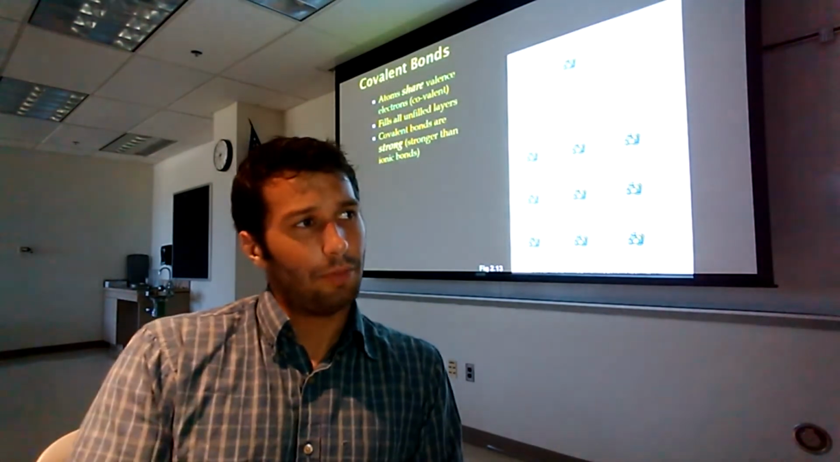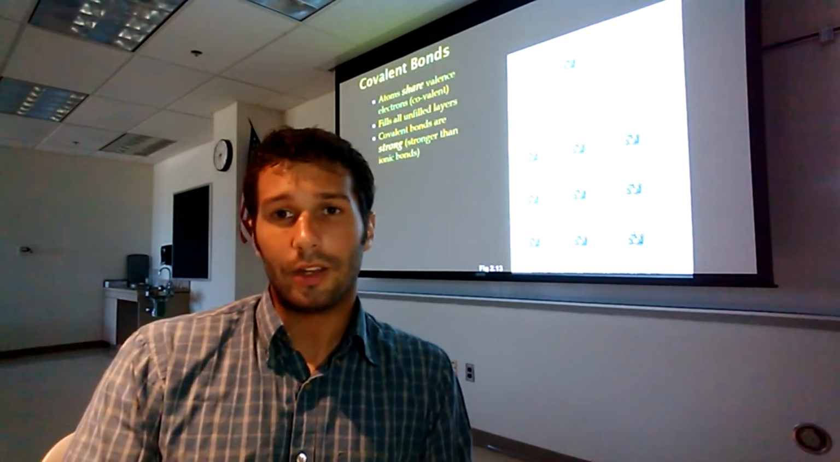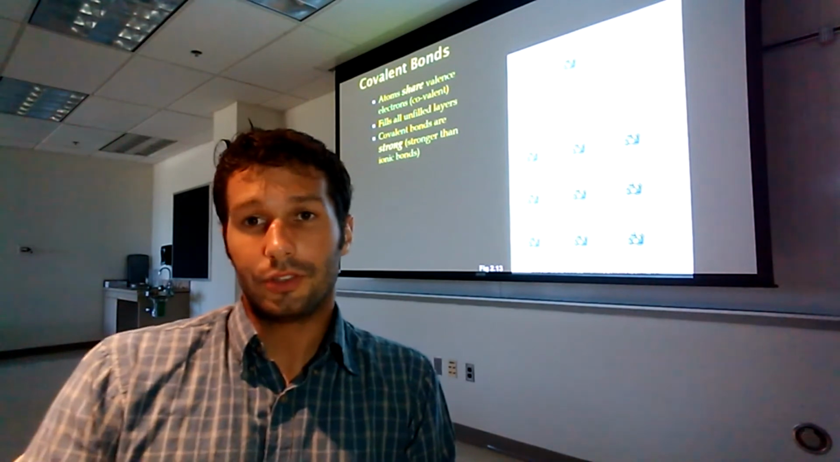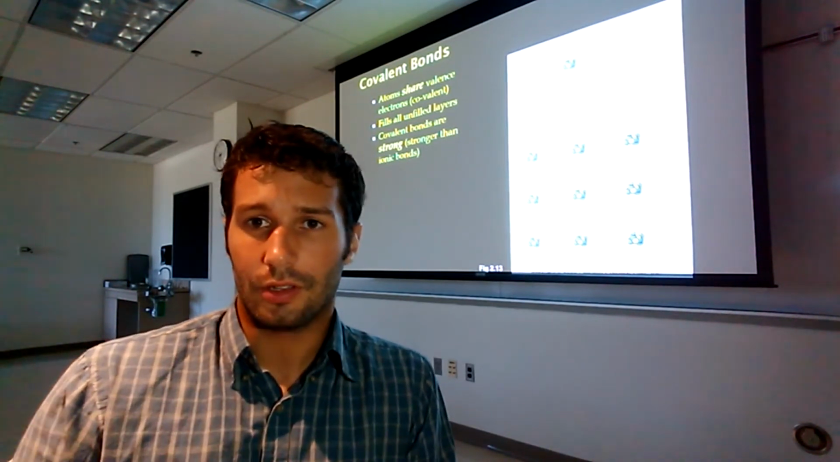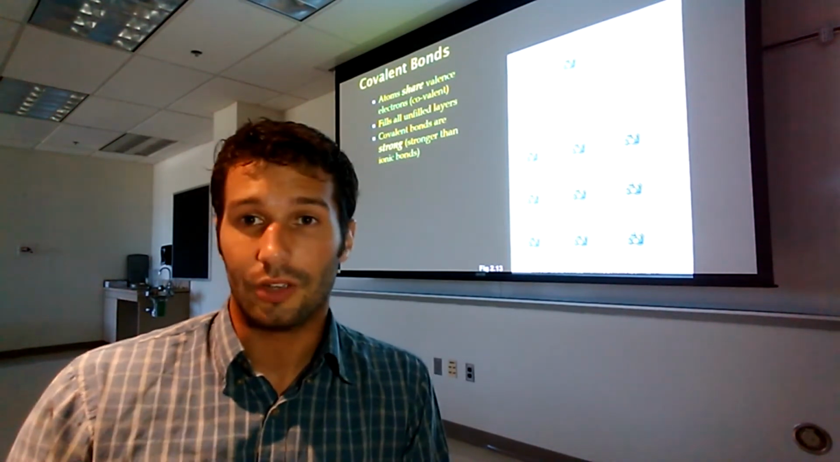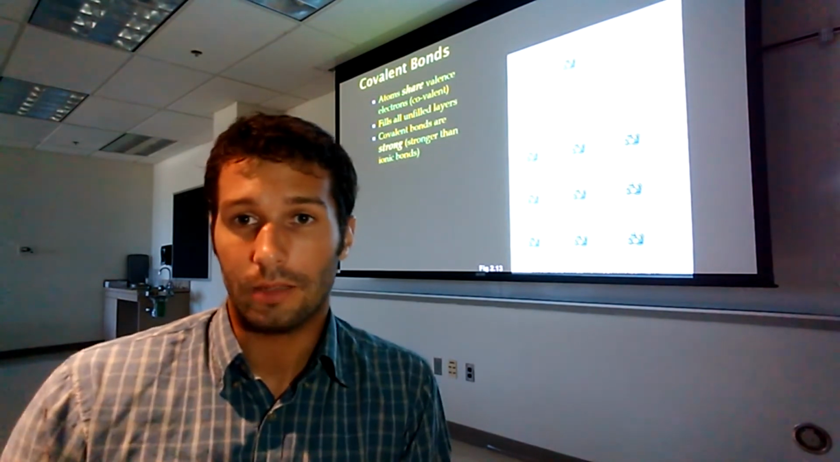So that's an ionic bond. Now, the next bond that we're going to talk about is covalent bonds. And just like the name might imply, you're actually cooperating. Your valence shells are cooperating. You have a covalent bond.